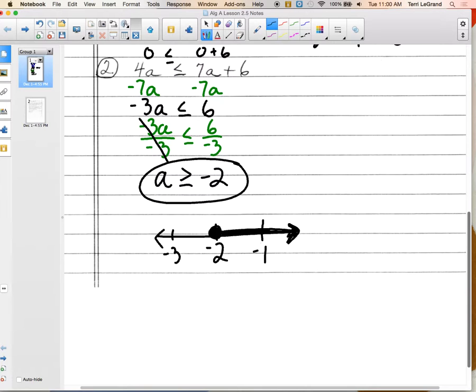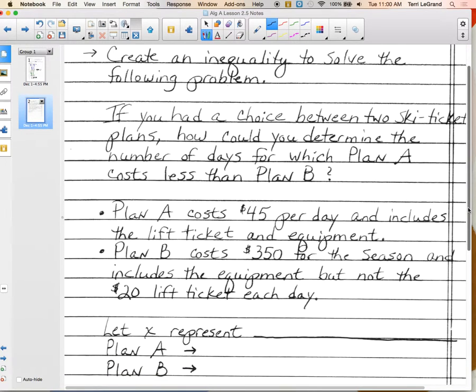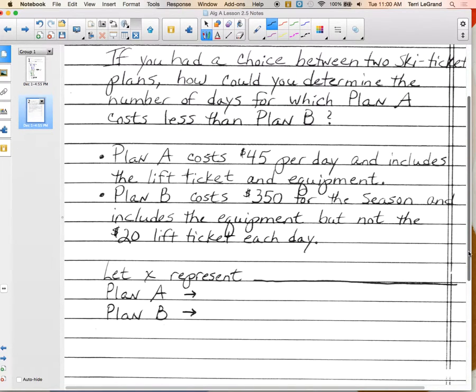Okay, you got this. Let's go to the back side then, where we have to set up our own to problem solve. It says create an inequality to solve the following problem. If you had a choice between 2 ski ticket plans, how could you determine the number of days for which plan A would cost you less than plan B? So here's the deal. Plan A costs $45 per day and includes the lift ticket and equipment. So they're saying just pay $45, you get to go down our slopes, you get the lift tickets, and you will give you the equipment besides, okay?